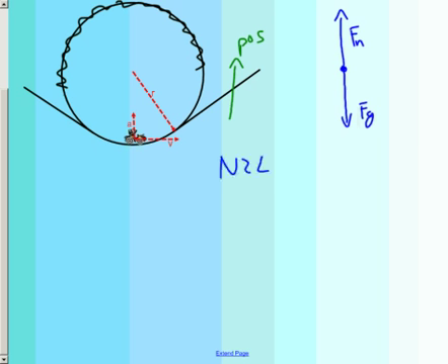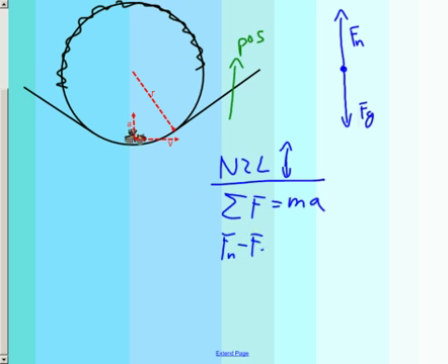Newton's second law, and we're going to do it in the up and down direction. All right, we have the sum of the forces equals ma. The sum of the forces: we have normal minus force of gravity equals m, and I'm going to jump right into circular motion. While we're in a circle, acceleration is v squared over r.